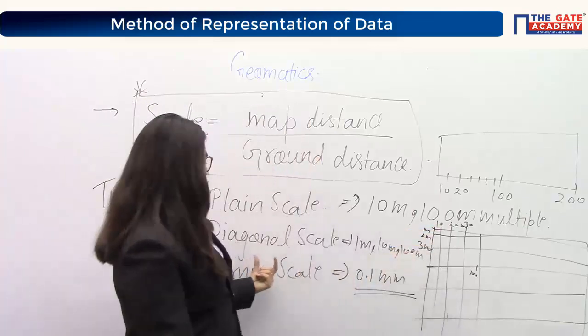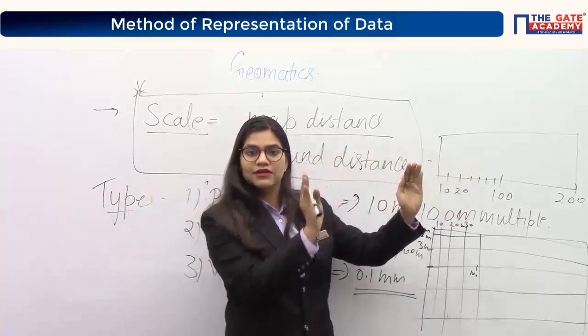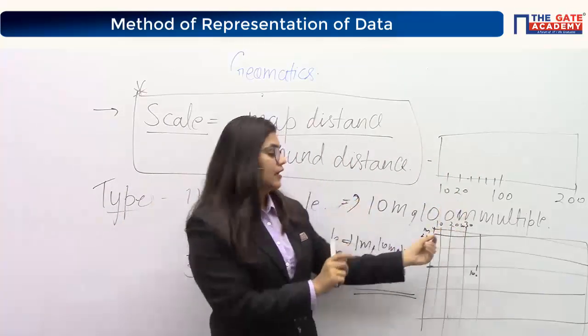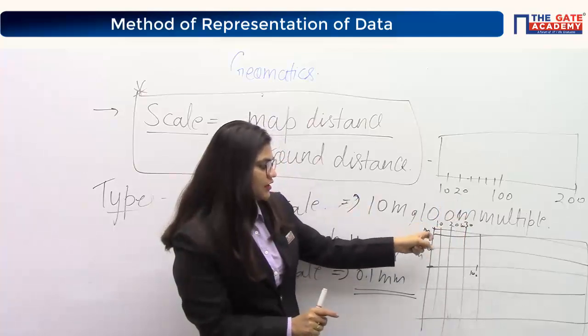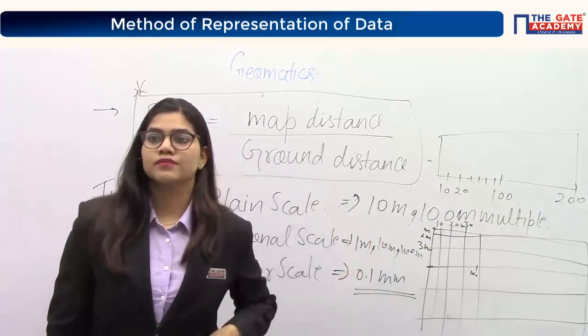In your diagonal scale, if you are going horizontally, this is 10 meter, 20 meter, then 100. And if you are going vertically, it is 1 meter, 2 meter, 3 meter. Okay? This kind of scale.